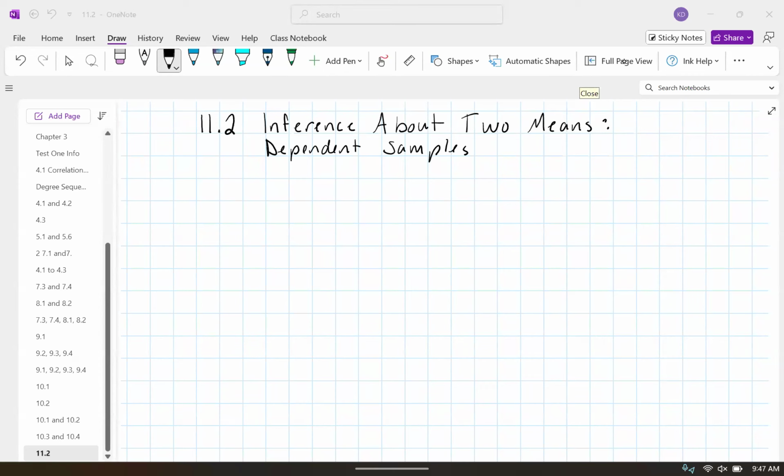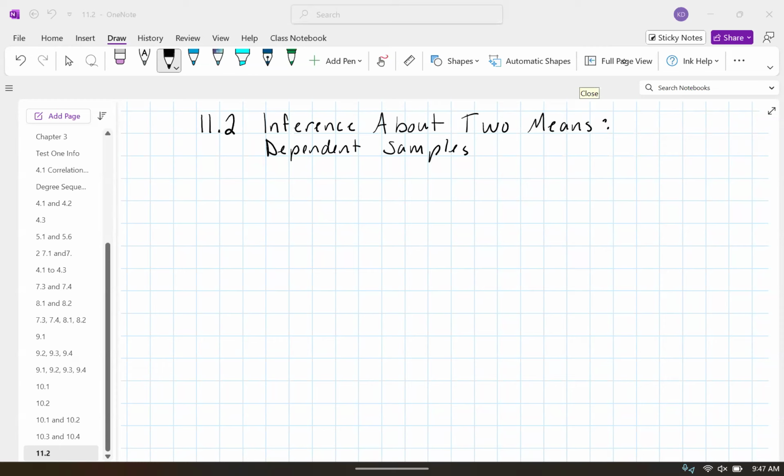Okay, so 11.2, we are doing inferences about two means. And what's important here is we have dependent samples, so they're related more than the other section we're going to do later on. So they're matched. We've talked about independent versus dependent. In this case, they're matched in some way.